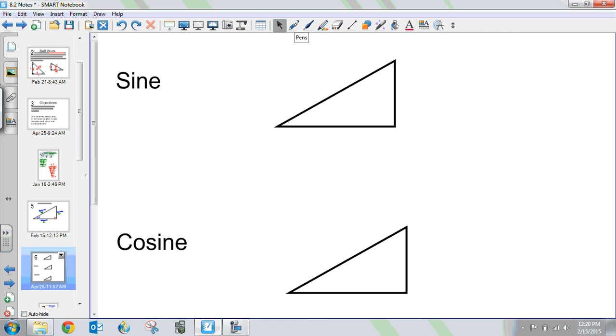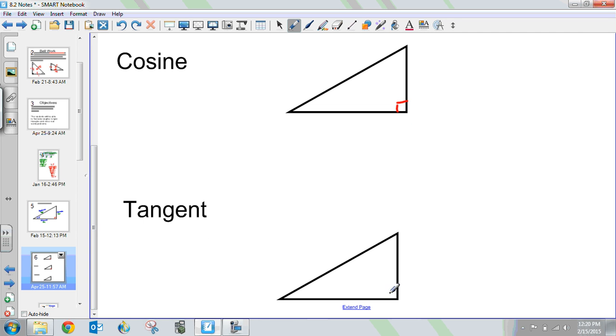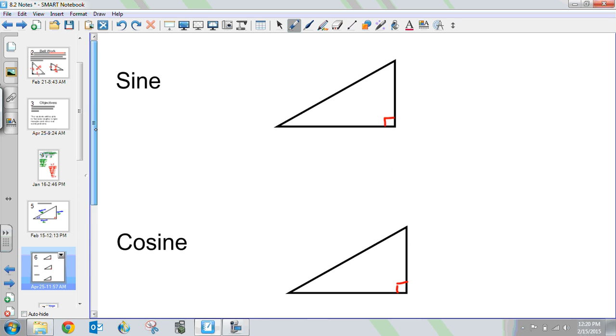Now, let's go ahead and just draw that triangle that we had before. Call all of these right angles. Then I'm going to say that this is angle x, so label that as angle x. And if that's angle x, we know that this is the hypotenuse, this is the opposite side, this is the adjacent side.